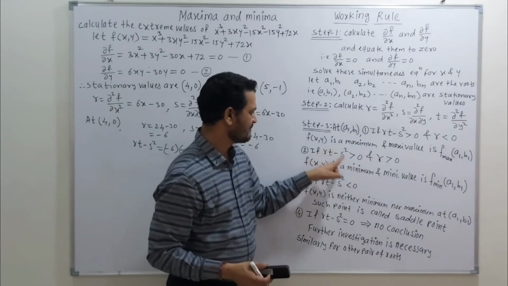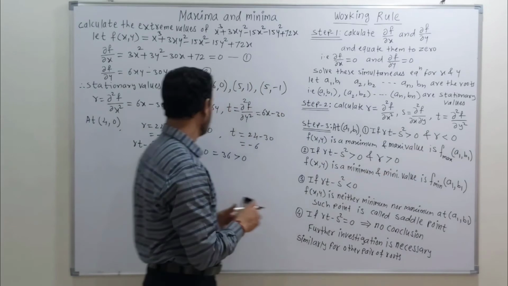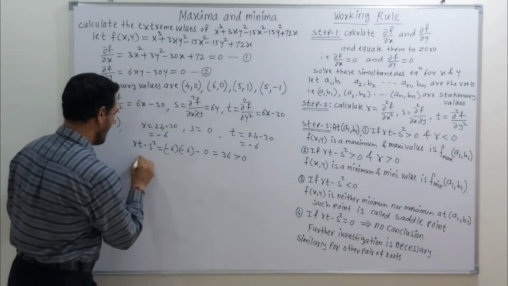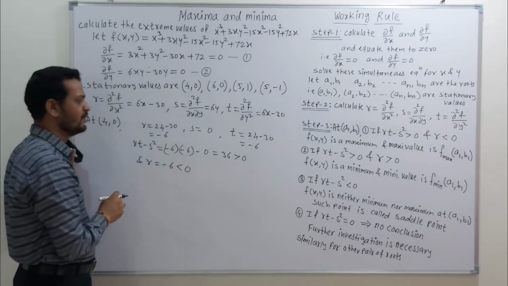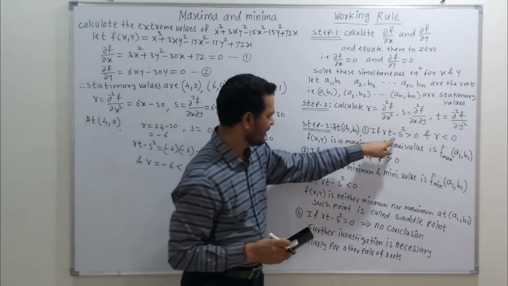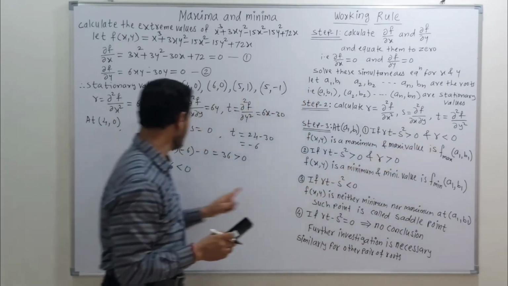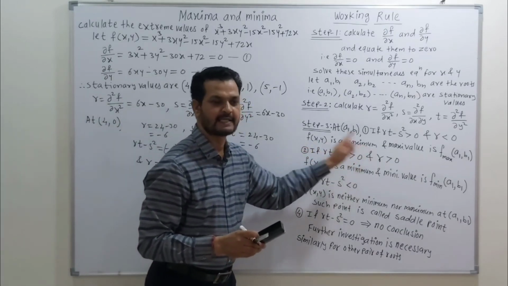That means the function is either a maximum or a minimum, which depends on the value of r. But here the value of r is minus 6. So rt minus s square is greater than 0, and r is less than 0, so this indicates that the given function is maximum.